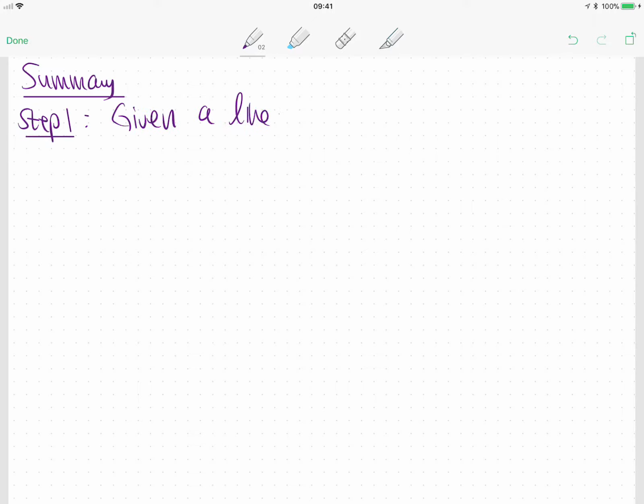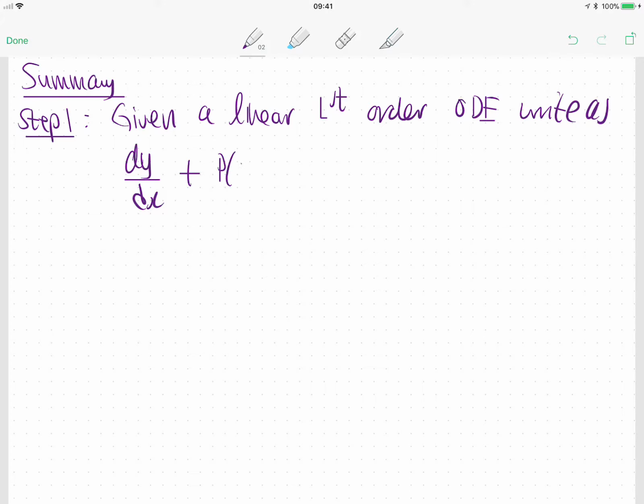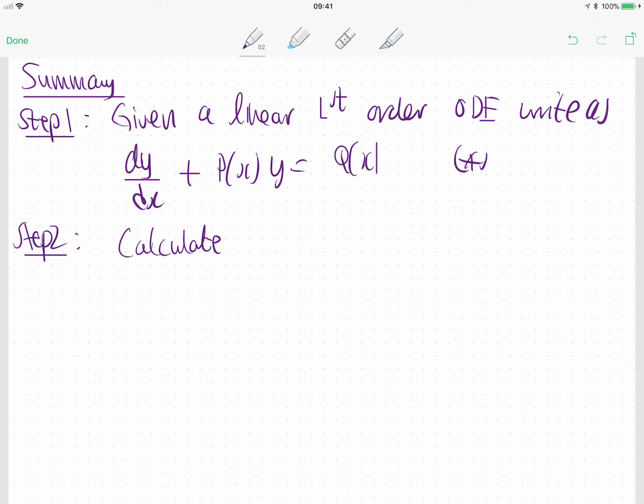Given a linear first order ODE, write this in the general form. You're going to pick up a few marks in an exam or some assessment. This is your general form. Step 2. Calculate the integrating factor. You should know the integrating factor is the integral of p of x, and then we put that in a power of e.